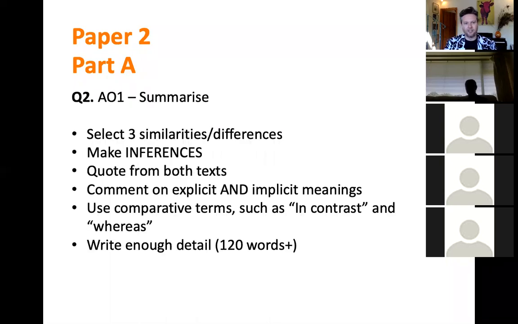You can move on to question 2, which is to summarize, and you need to select 3 similarities or differences. Make sure you make inferences as well between them, and you need to quote from both texts. A lot of students will only quote from one text. You've got to make sure that you have evidence from both. And comment on the explicit and the implicit meanings of things. And the best terms to use when you're comparing are things like in contrast and whereas, and you need to write enough detail. So examiners want to see at least 120 words for this answer.